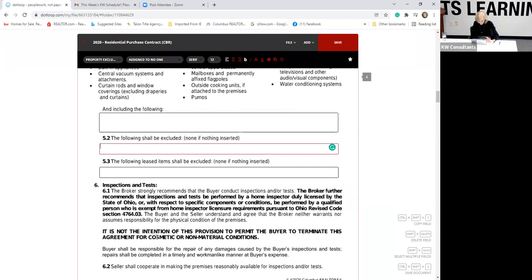And then, of course, 5.3, leased items. So again, be really careful when you list a house or when you sell a house. Some people do have their water heater leased. Look at the listing, write the purchase contract, and if it says they have leased items, they should list out what they are. If they lease a water heater, then if you see that in the listing, you need to write it in there. Because otherwise, your buyers are going to move into a house and don't have a water heater.